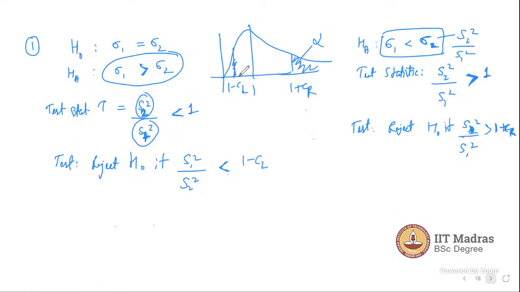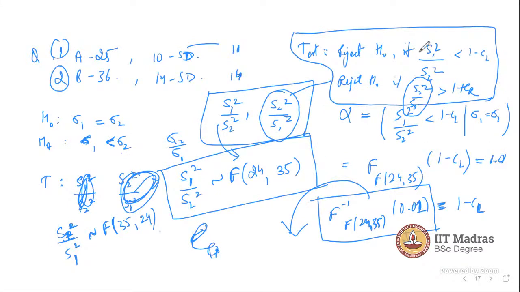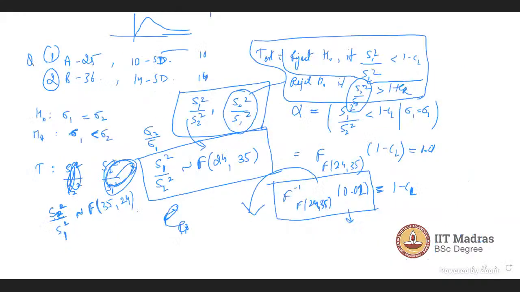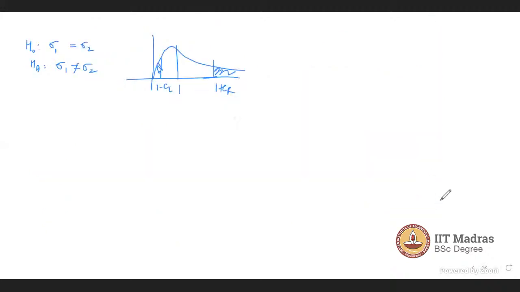Okay. So let's say I am taking the first case here: reject H naught if S1 square upon S2 square is less than 1 minus CL. So what would my alpha be? Okay, ma'am, you can take question number 4 in the practice assignment, and in the graded assignment question number 3. So in one there is an alpha, and in the other there is alpha by 2.